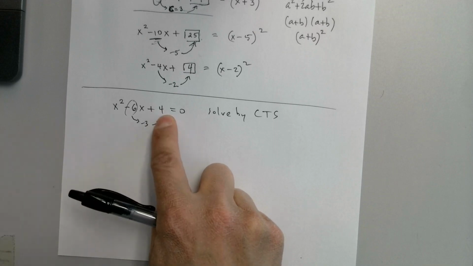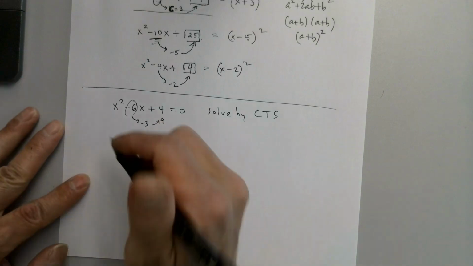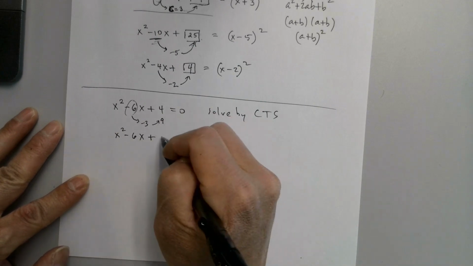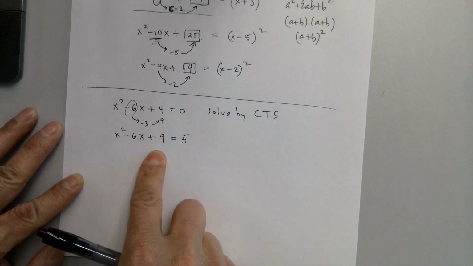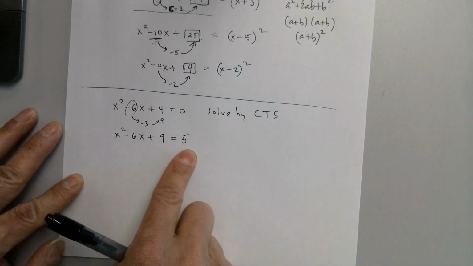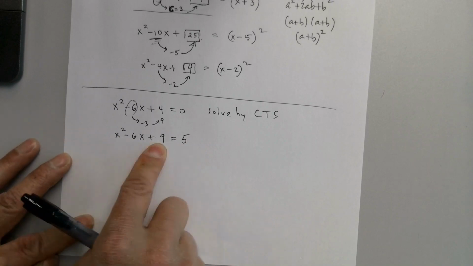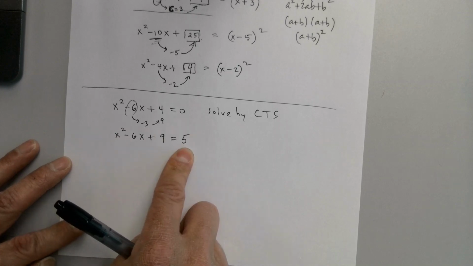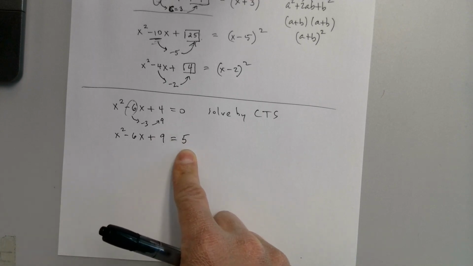Okay, I need it to be 9. So I got to add something to it, right? 4 is less than 9. So what I will do is simply add 5 to both sides of the equation to make that 9. I have to add it to the right to make it legal, OPE. Now, the left side has a perfect square trinomial, and the right side has a 5. You don't have to worry about it. We're not factoring, so this doesn't have to be 0.